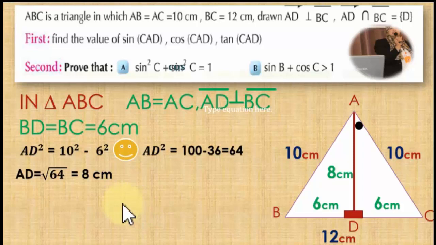Now we have AD, we have DC, we have DB, and we can calculate the sine and cosine of the angles easily. What about sine CAD?